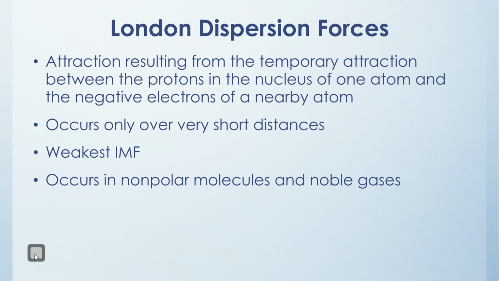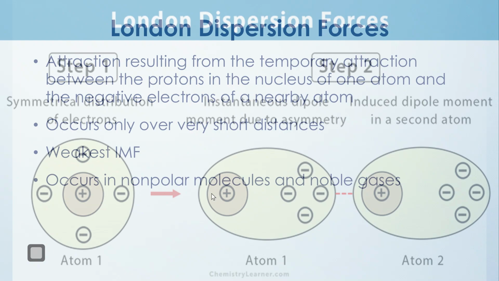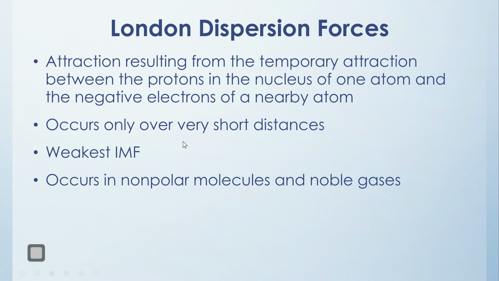That's a very long definition, okay? This is something where it's very brief, okay? And like it says, it can only occur over very short distances. This is the weakest of all the intermolecular forces. And I think we have a picture on the next page where I'll be able to show this a little bit more. But the biggest thing you need to know is London dispersion is the weakest, okay?